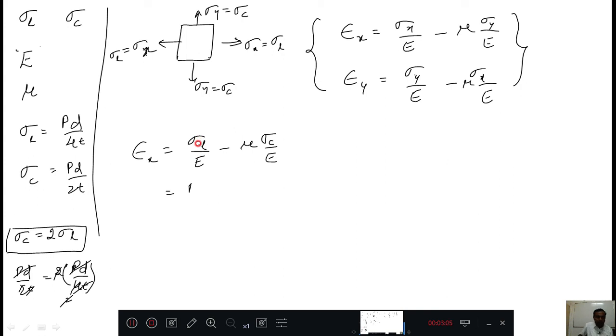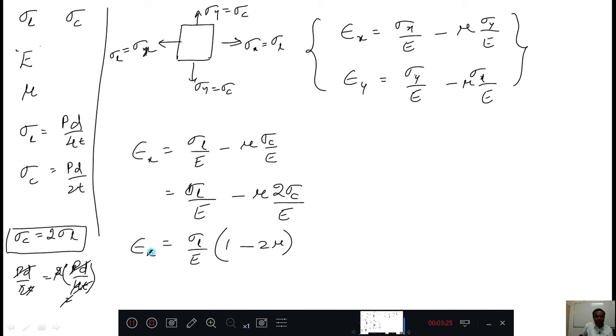Now sigma L I will keep as it is, divided by E, minus mu times sigma C, which is 2 times sigma L divided by E. Then what can you take common? Sigma L by E can be taken common. What is left here? 1 is left, and here 2 mu is left. This is the expression for the strain in the x direction.